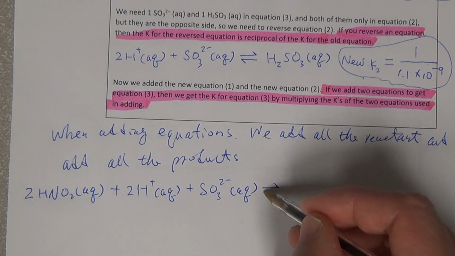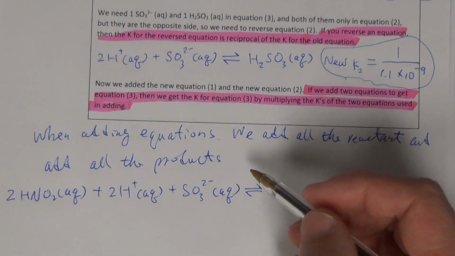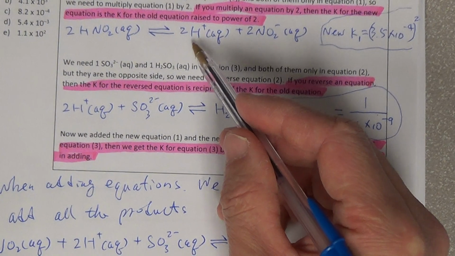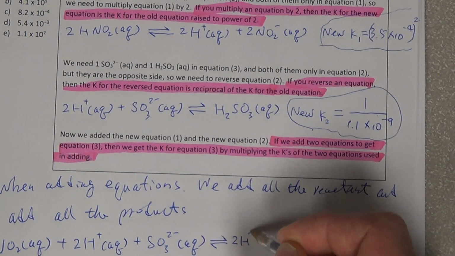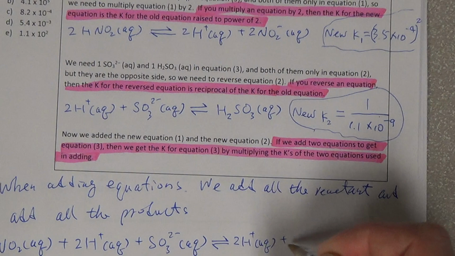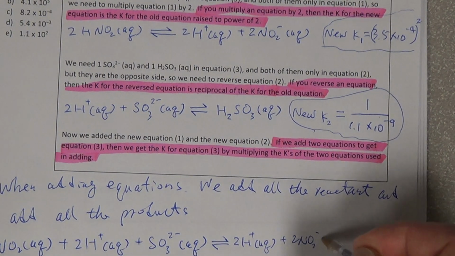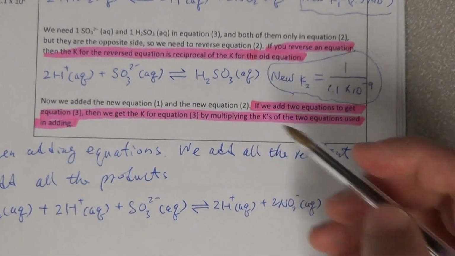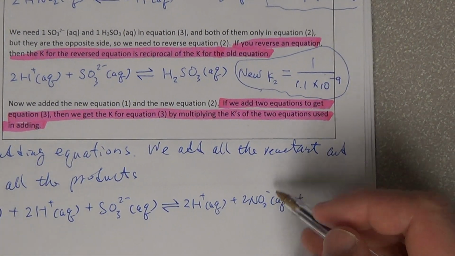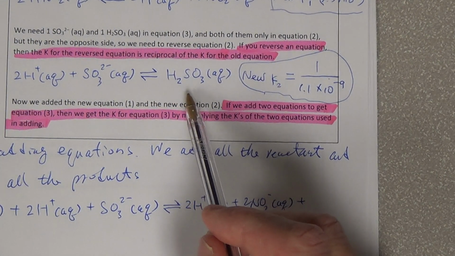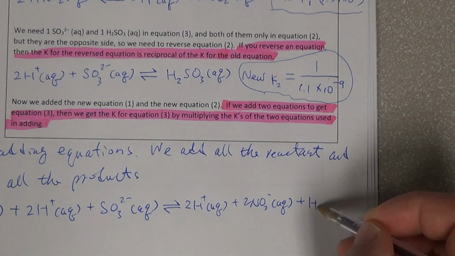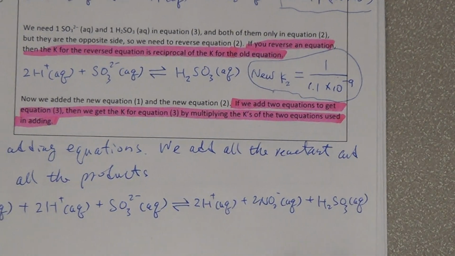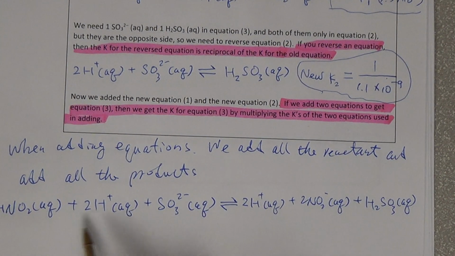Then we add the products to the products. We have two products in new reaction 1. So we have 2H plus aqueous plus 2NO2 1 negative aqueous. Those are the two products we get from new equation 1. Then plus, there's only one product in new equation 2, and that is H2SO3 aqueous. So that's the preliminary result after adding those.